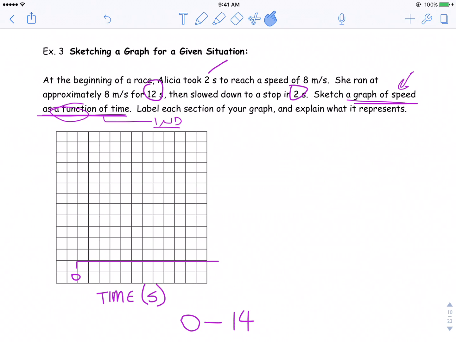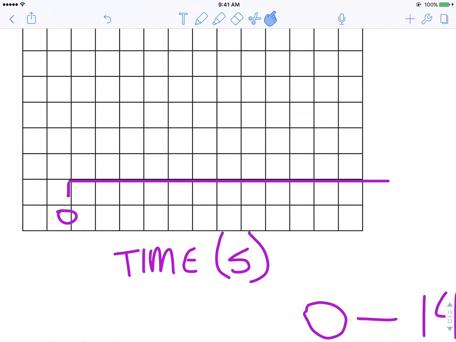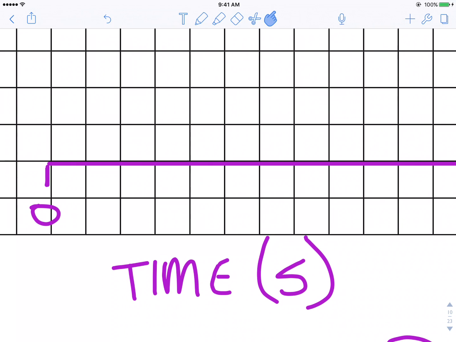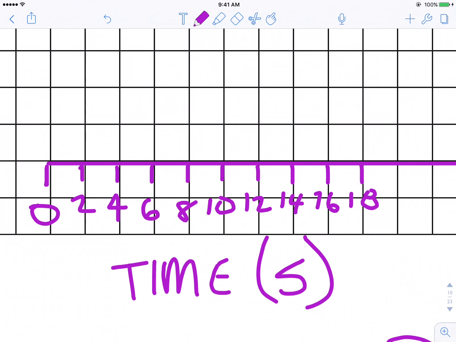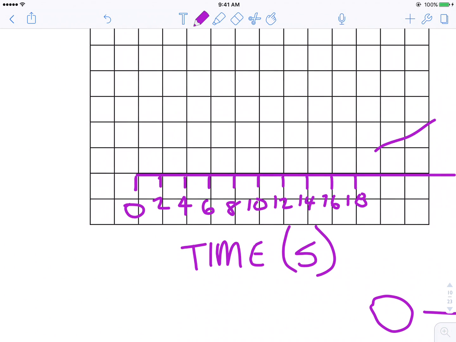Okay, so we look at our grid, and we've got these lines here, 2, 4, 6, 8, 10, 12, 14. If I went up by 2s, then we would end up here. So I'm going to go 0, 2, 4, 6, 8, 10, 12, 14, 16, 18. Now, a little bit further than I think we need to be, but that's okay.